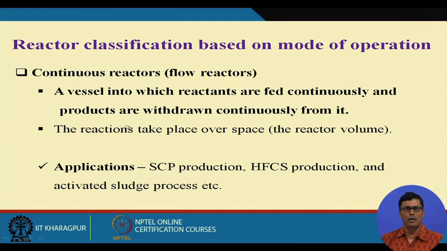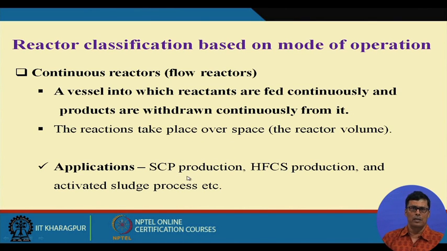Then we have the continuous reactor, particularly the continuous flow reactor vessel, in which the reactant is fed continuously and product is withdrawn continuously from it. But here I want to point out most of the continuous reactors are usually operated in batch mode first and let the reaction take place. When the rate of reaction is maximum, then we start feeding one end and take the products from the other end.